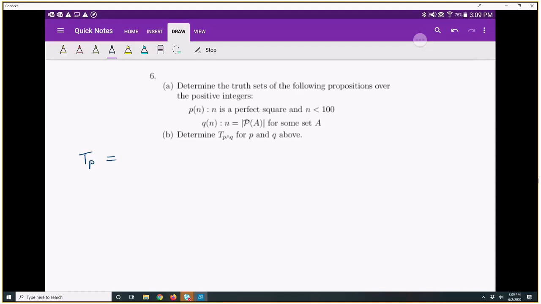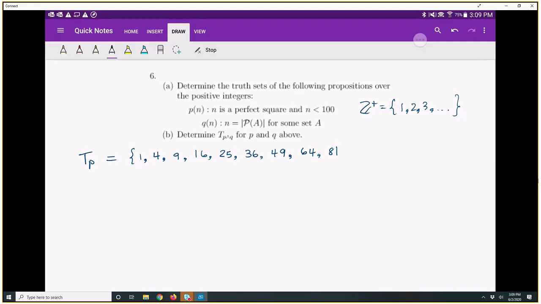So the positive integers, of course, are 1, 2, 3, and so on. Which of those are perfect squares? Well, 1, 4, 9, 16, 25, 36, 49, 64, 81. These are the squares of 1, 2, 3, 4, 5, 6, 7, 8, and 9 respectively.